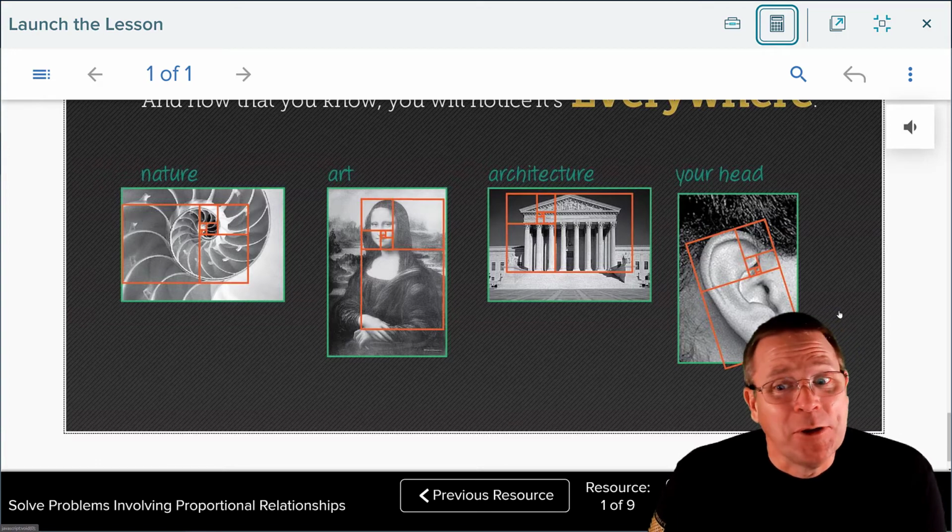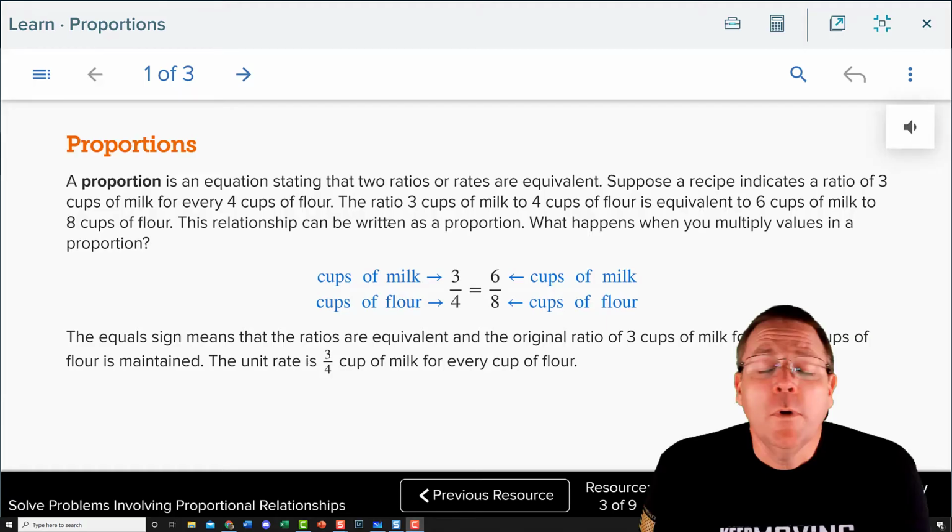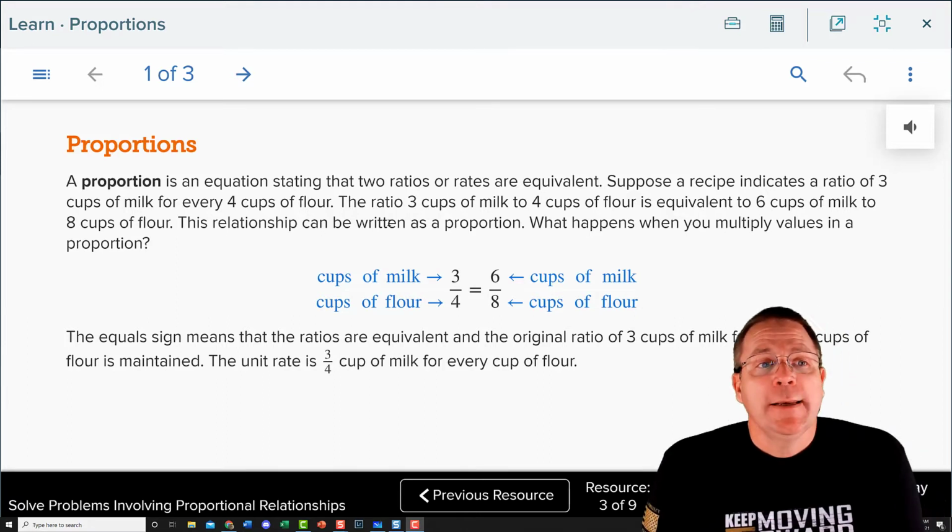I don't think ears are beautiful, though. I really don't. And with that, we are ready to actually get into our lesson.